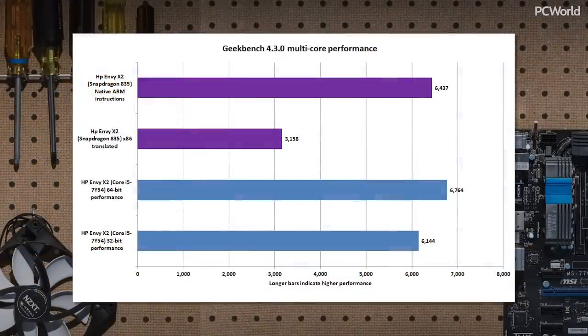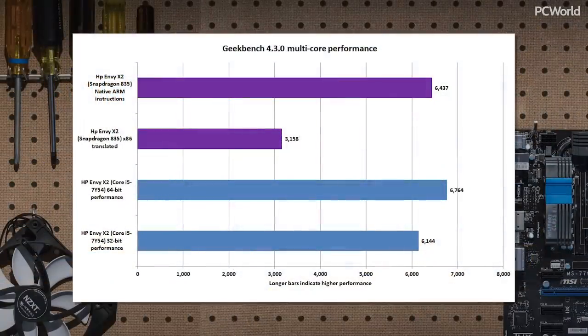But I think I want to get into the reasons why, and the next slide sort of explains it. This is Geekbench 4.3.0. It actually tests the ARM CPU in the Envy X2 in native ARM. That's native ARM instructions instead of x86 instructions, because what Microsoft and Qualcomm are doing is they're taking those instructions for Windows that are all meant for x86, and they're translating them in real time so that they run on ARM, which is a completely different architecture.